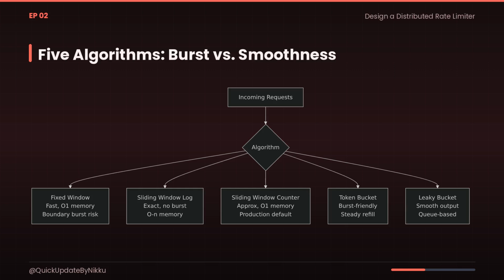Mapping the 5 algorithms against their key trade-offs clarifies the selection decision. Fixed window and sliding window counter are both constant memory options. The counter variant eliminates the boundary burst problem at negligible approximation cost. Sliding window log is exact but memory hungry. Token bucket and leaky bucket are complementary. Token bucket absorbs bursts on the input side while leaky bucket smooths output for downstream protection. Pick your algorithm based on whether your constraint is the caller's behavior or the downstream system's capacity.